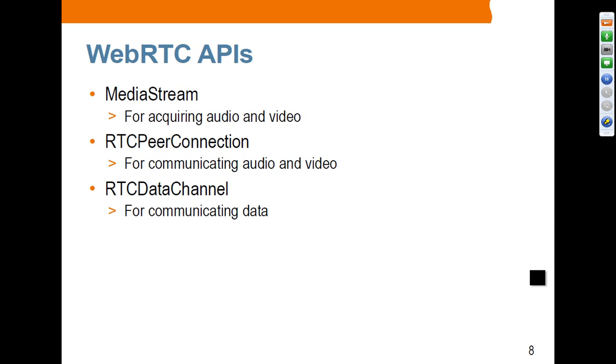All right, so WebRTC has three APIs. Media stream is for acquiring media streams, meaning audio and video of your device. RTC peer connection is for communicating audio and video. And RTC data channel is for communicating data. The first thing you have to do is get the media stream object. Once you get it, you can make an RTC peer connection for sending and receiving audio and video. And if you want to send and receive data, you can also create an RTC data channel.